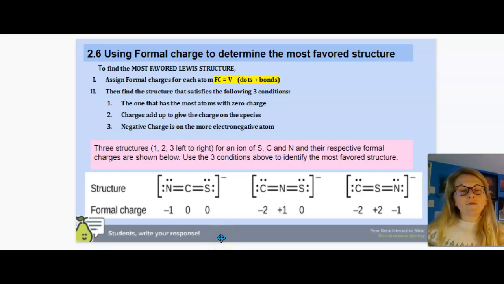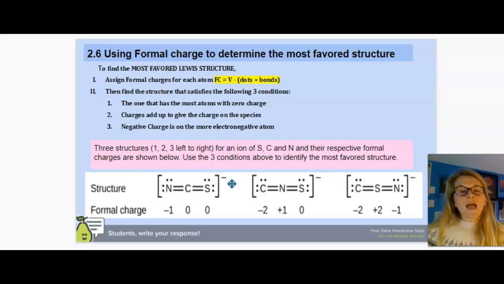If we have 2 that are similar, then we want to make sure that the charges combined, the sum of all the charges, equal the charge on the species. So we see here that we have a -1 anion. We want to make sure that the formal charges add up to equal the charge on the entire species. So here we have a -1, and we see that this species is -1.